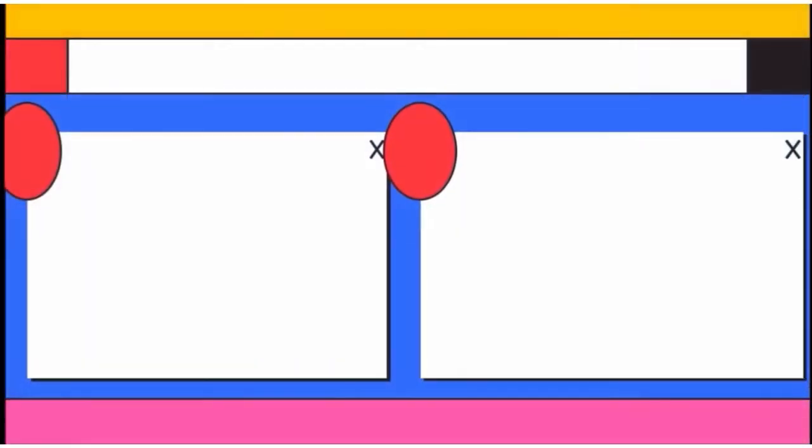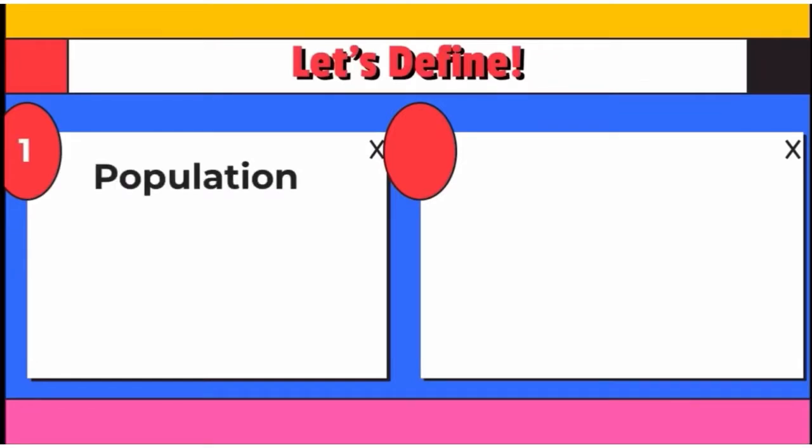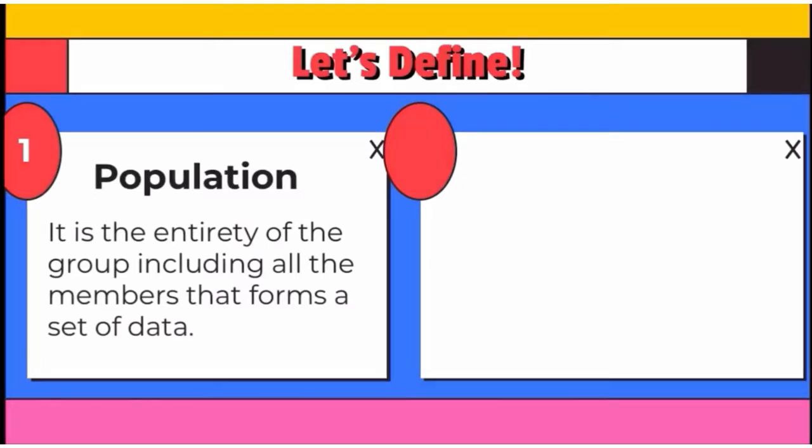Before anything else, since this is all about sampling techniques, when we say sampling techniques, we are talking about the method na pagkuha ng ating sample na galing sa ating population. So let's define. First is the population. Population is the set entirety of the group including all the members that forms a set of data. Meaning, ito yung kabuuan or yung total respondents mo na kinakailangan. For example, isang barangay, isang city, isang buong klase at iba pa.